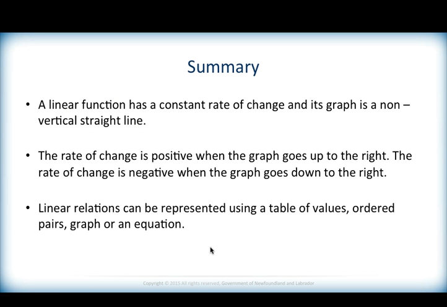So, in summary, a linear function has a constant rate of change, and its graph is a non-vertical straight line. The rate of change is positive when the graph goes up to the right. The rate of change is negative when the graph goes down to the right. Linear relations can be represented using a table of values, ordered pairs, a graph, or an equation.